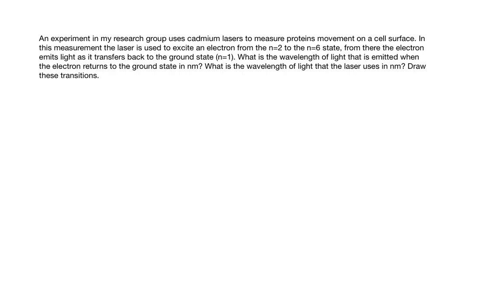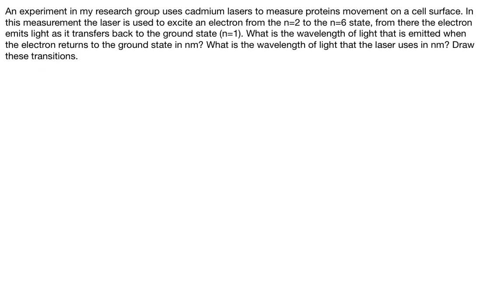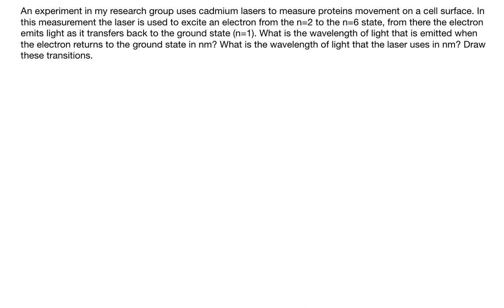In this question, it says, an experiment in a research group uses cadmium lasers to measure protein movement on a cell surface. In this measurement, the laser is used to excite an electron from the n equals 2 to the n equals 6 state. From there, the electron emits light as it transfers back to the ground state. What is the wavelength of light that is emitted when the electron returns to the ground state in nanometers? And what is the wavelength of light that the laser uses?